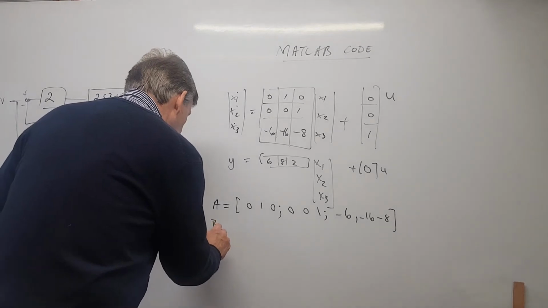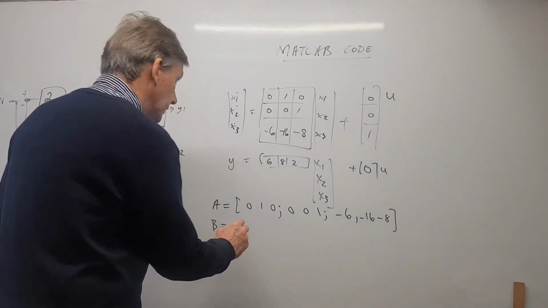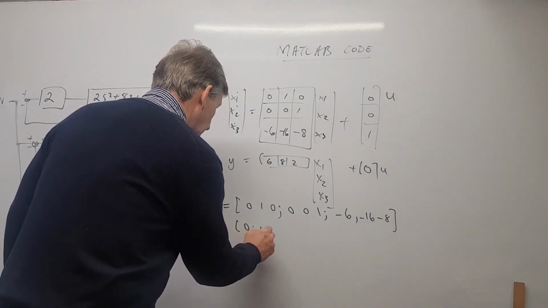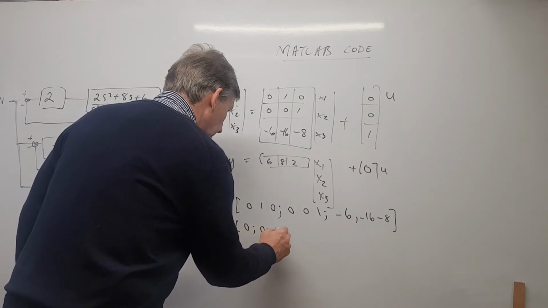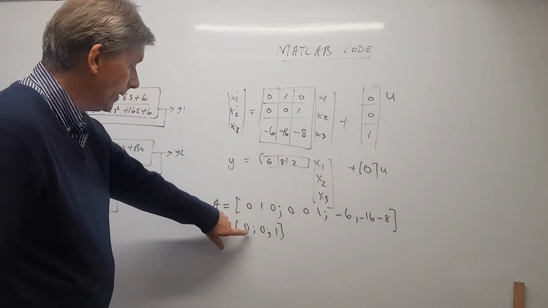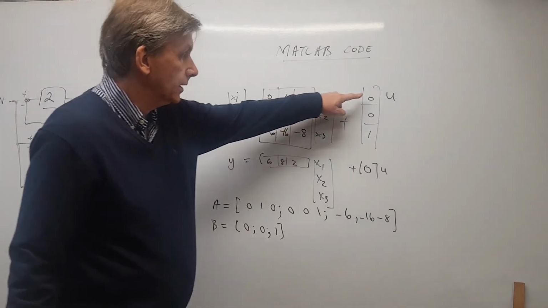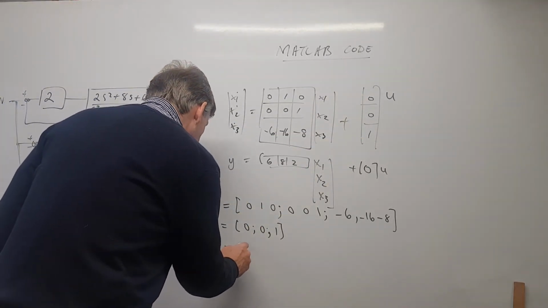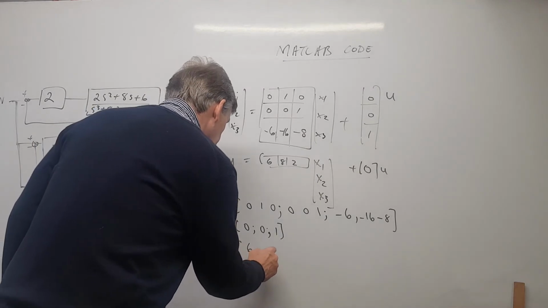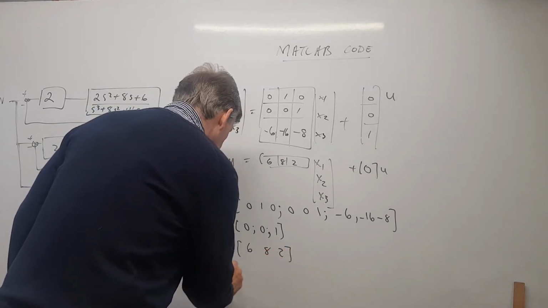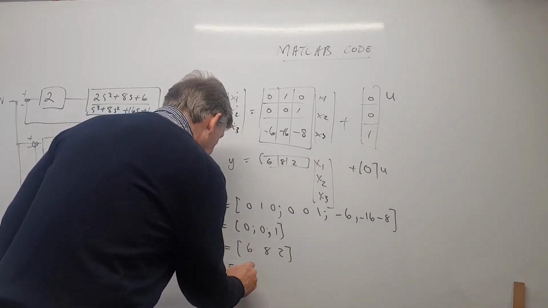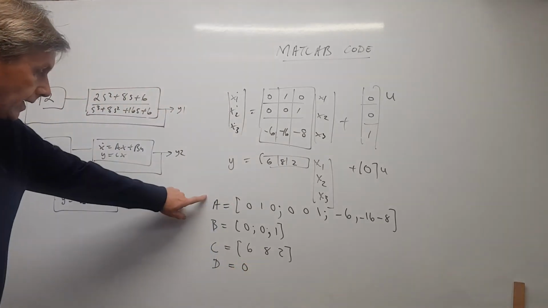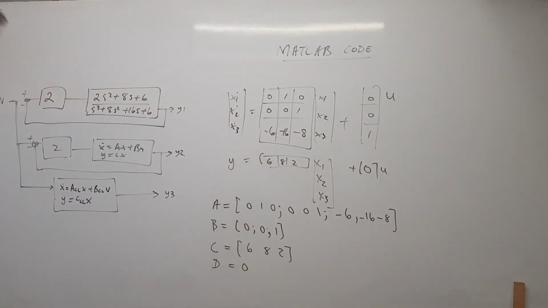We could then put B, open square brackets, 0, semicolon, 0, semicolon, 1. Every time we add a new line is a semicolon, so that's 0, 0, 1. And C will be 6, 8, 2, and D will be 0. That's how I could now enter this state space equation into MATLAB.